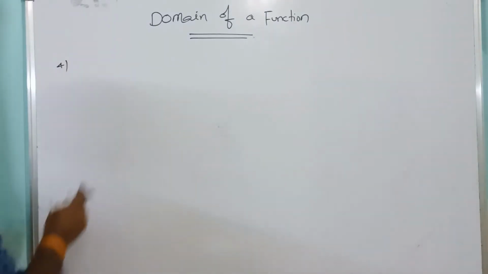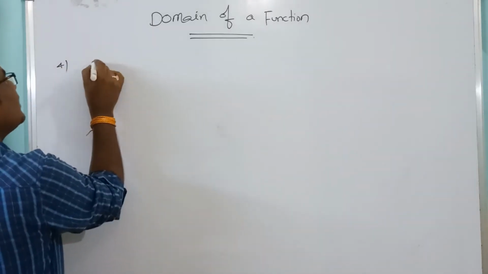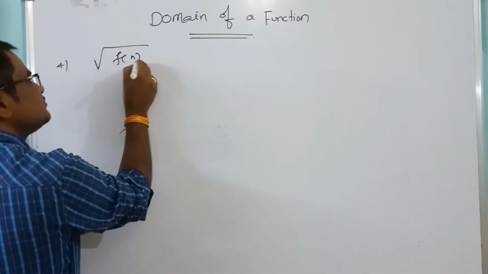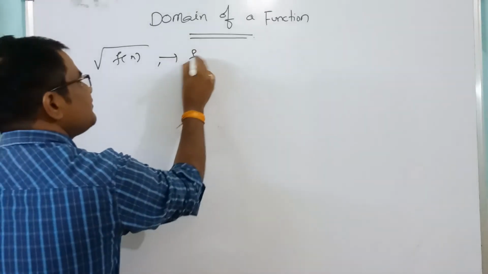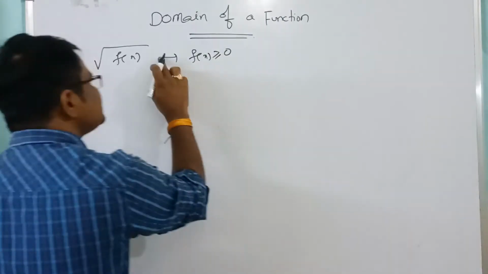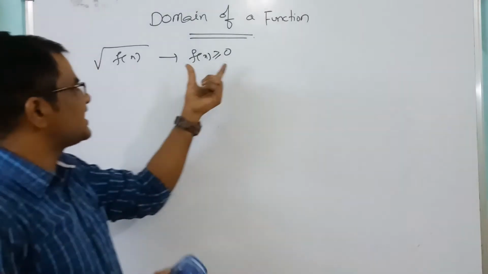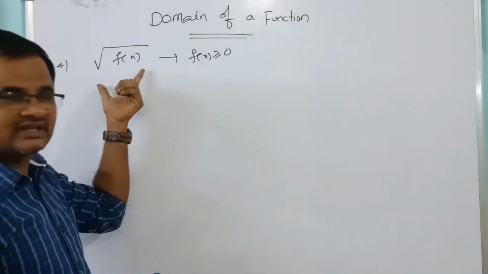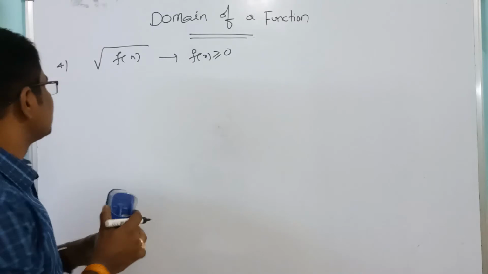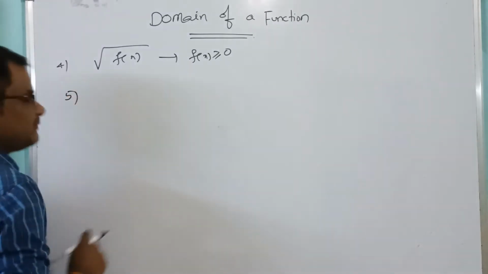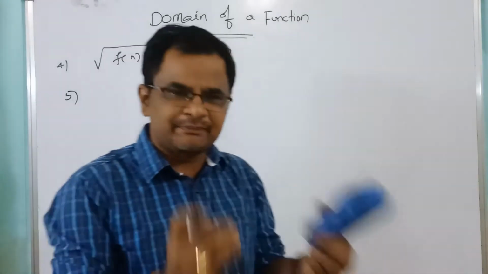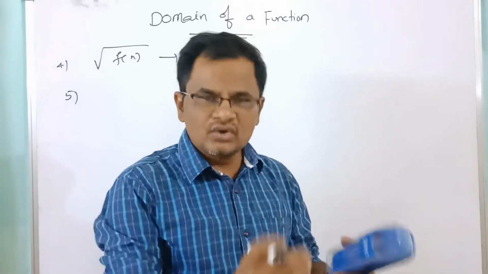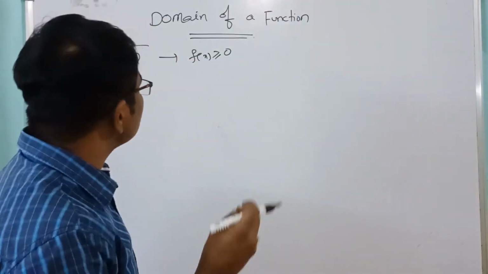Suppose you take root of f of x. What is the domain here? f of x greater than or equal to 0. Whenever f of x is greater than or equal to 0, then the function exists, and that is how we find the domain of this function. These are some tips or rules for finding the domain of the function.